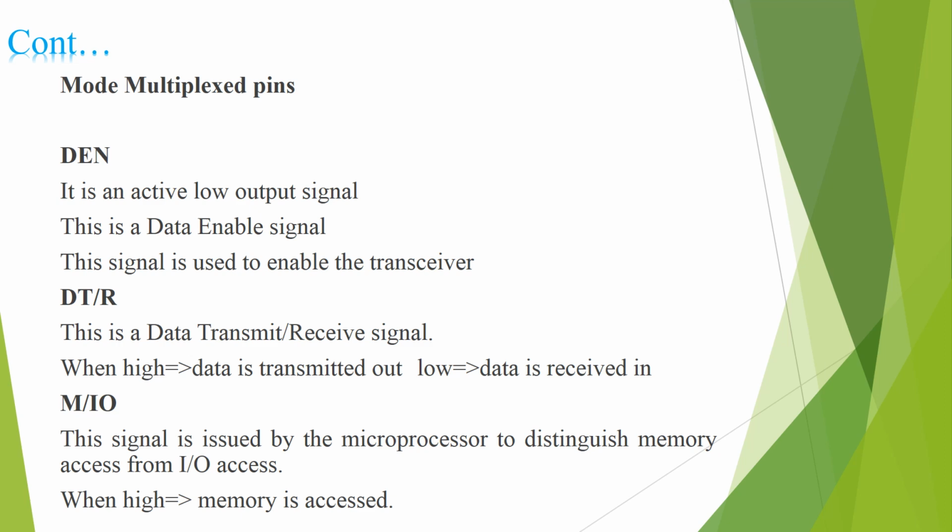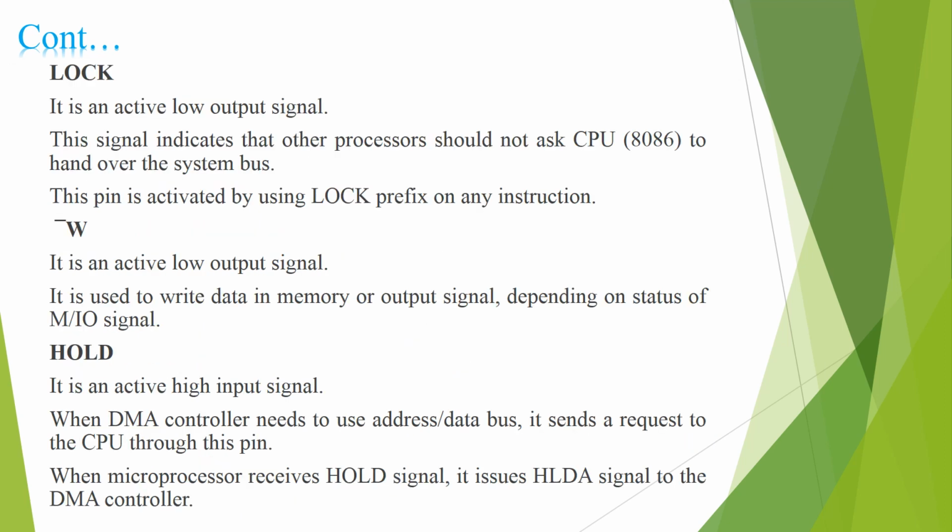After that, M/IO means memory and input output. This signal is issued by the microprocessor to differentiate memory and input output operations. When it is high, memory is accessed. After that, LOCK. It locks the system bus, so no one else can use the system bus. After that, WR, an active low output signal. When a memory write operation is performed, this signal is activated.